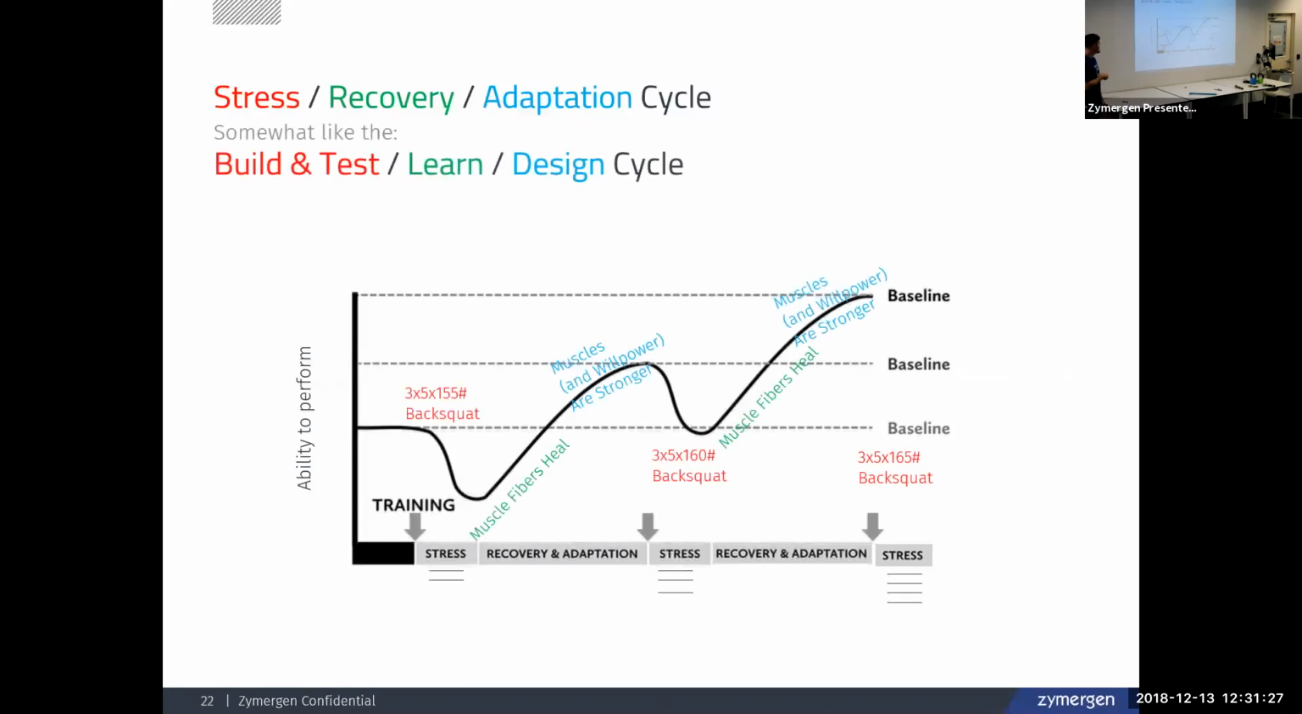I think this is really cool because it's kind of like the build, test, learn, design cycle. So the squat is both the build and the test. Like the test is, can you do 3 sets of 5 at 155 pounds? And then you kind of harm your muscle fibers, and they heal, they learn, and then they design themselves to be even stronger, and then you test them again. Iterate that cycle.